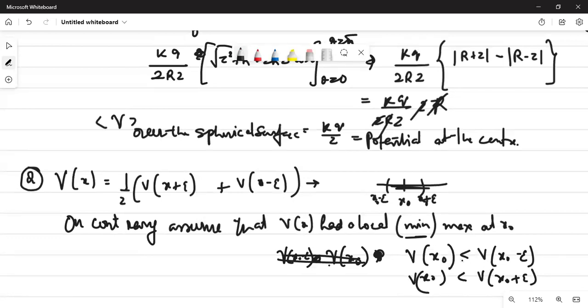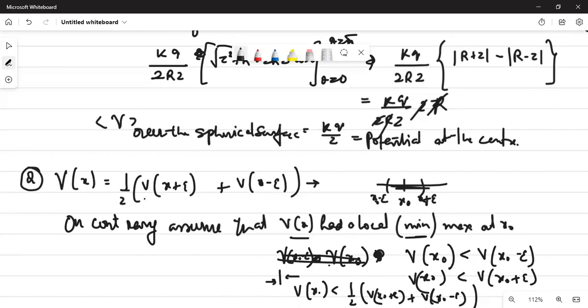If V(x naught) is minimum, then in the epsilon neighborhood I can write V(x naught minus epsilon) would obviously be greater than V(x naught). So if I add them up, this will give us that V(x naught) will be less than 1 upon 2 times V(x naught plus epsilon) plus V(x naught minus epsilon), which indeed is a contradiction to the fact that V(x), being a linear function, can always be written as half of V(x plus epsilon) plus V(x minus epsilon). Okay.